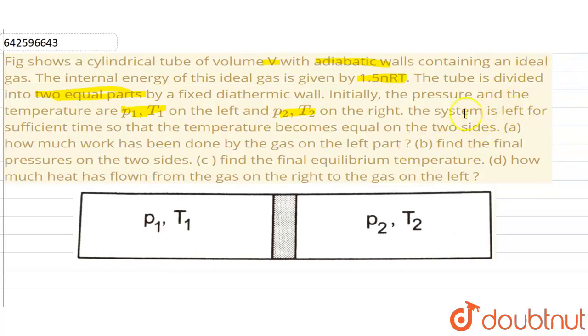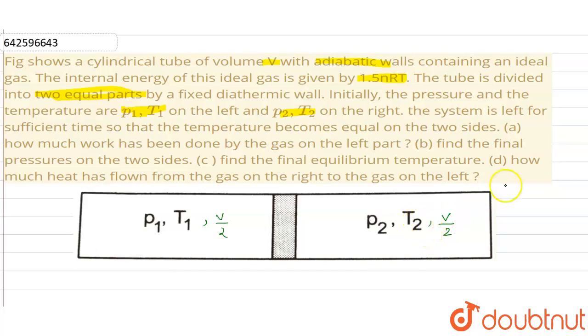Okay, so in the given question we have been given a cylindrical tube which is divided by a diathermic wall into two equal volumes. The initial cylindrical volume was V, so the volume for the left side will be V by 2, and for the right side it will be V by 2, correct? Now after dividing, the cylindrical tube is left for some time so that it comes into thermal equilibrium. Now we have to tell how much work has been done by the gas on the left part.